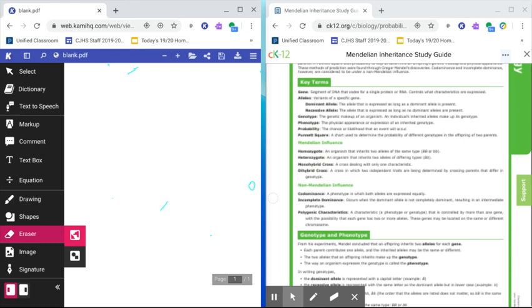Sometimes we have codominant. So codominant, why am I not writing? Oh, I'm on eraser.